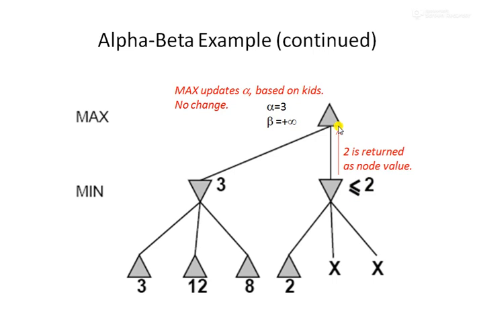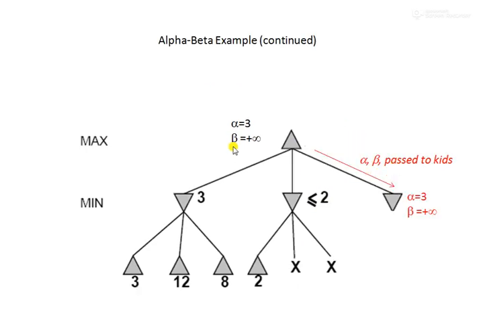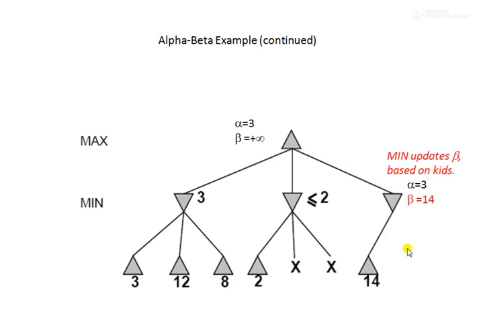Now it is going to the other branches, and for this tree we have another child. So the alpha value will be passed to the children. Alpha is 3, beta is positive infinity now. Again it is min's turn, min is going to move. So 14, and 3 is not greater than 14, so it is going to expand the other branches, right? So beta value is 14 now.